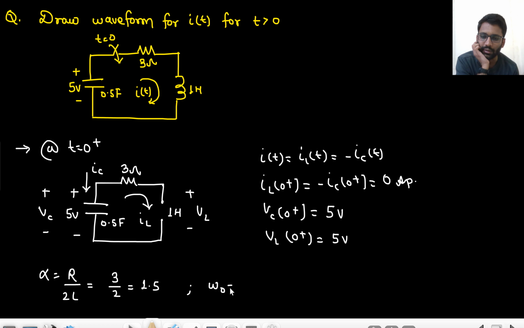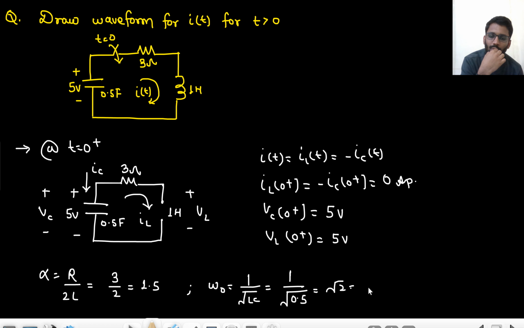What is the value of omega naught? That is 1 by root LC. So root 2. Root 2 is 1.414. So here what is happening? Alpha is greater than omega naught. That means again it is overdamped. So basically an overdamped response will be there.